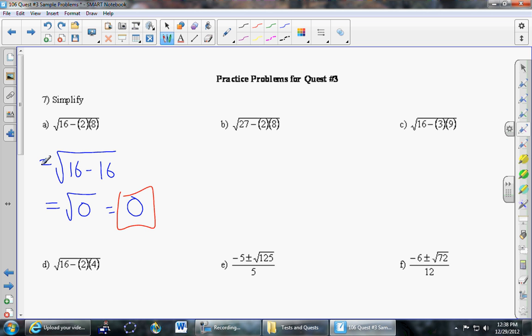Part B, square root of 27 minus 2 times 8. Same idea, multiply first. 27 minus 16 is 11. Square root of 11, we can't simplify that any further, so we stop.